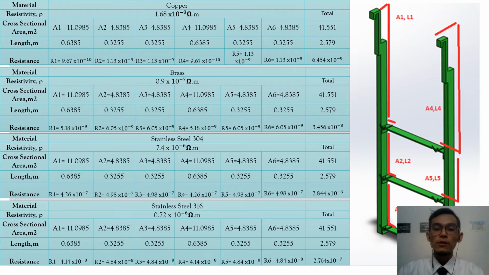For the length and cross-sectional area of the jig, we measured by dividing into 6 sections from the jig body. Each section will include cross-sectional area and its length, and it will be totaled up in the table. After we obtain cross-sectional area and length, the resistance will be calculated using the formula, and each material will have its resistance summed up in the table.